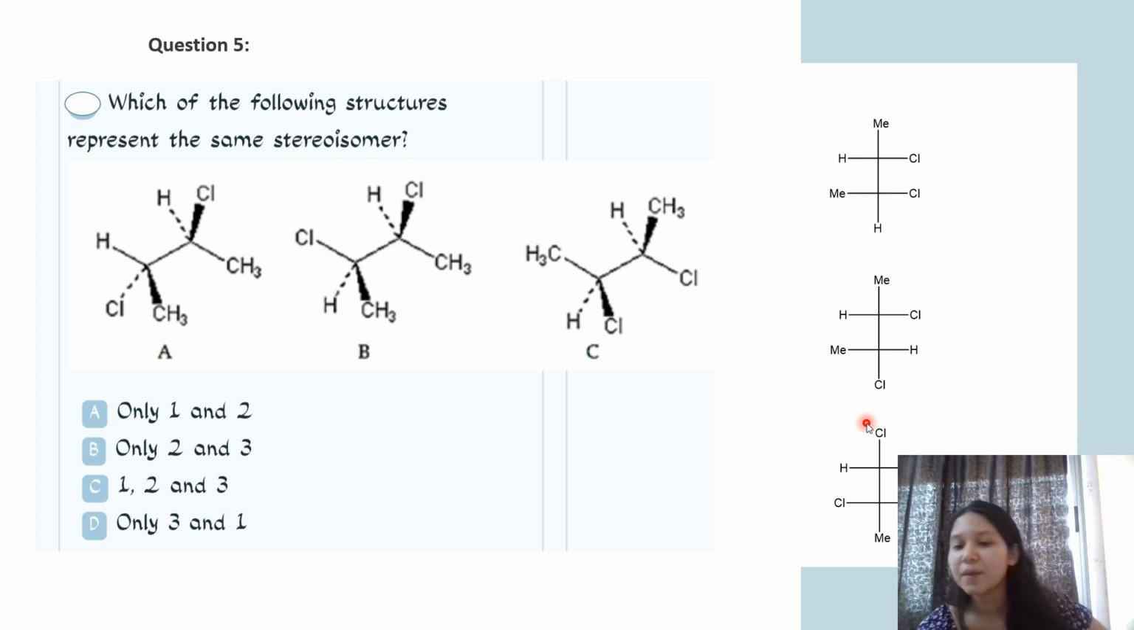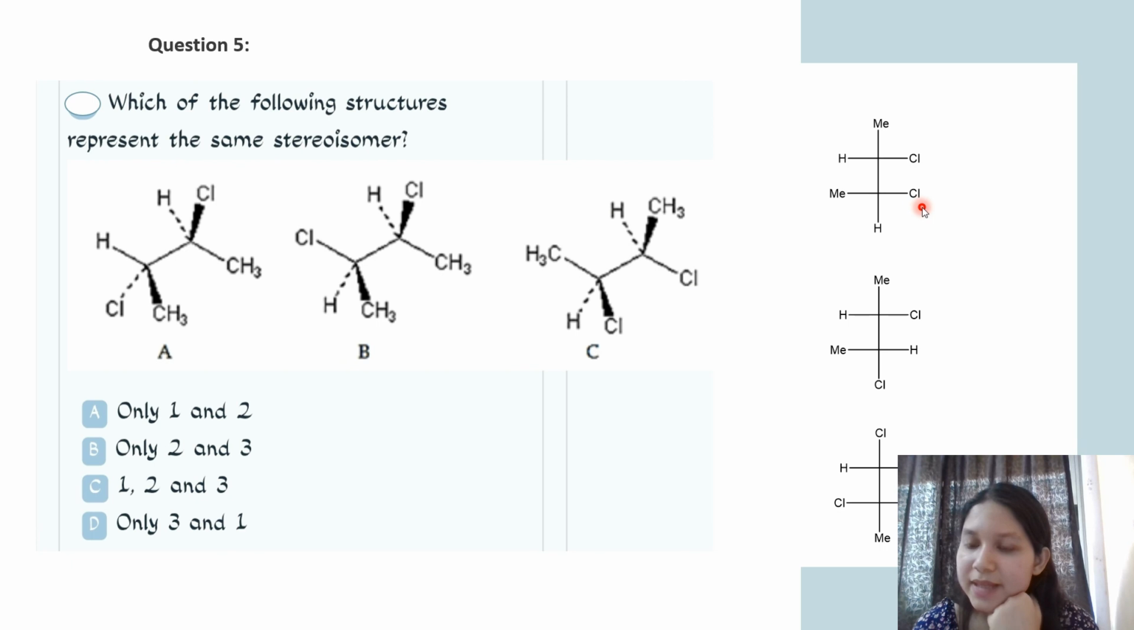So now let us compare the structures. Structure A has two chlorine atoms on one side, and neither of the other two structures has two chlorine atoms on the same side. So we can now exclude structure A. We are left with these two structures. We can see on this side of this molecule we have chlorine and hydrogen, but on this side of this molecule we have methyl and hydrogen.